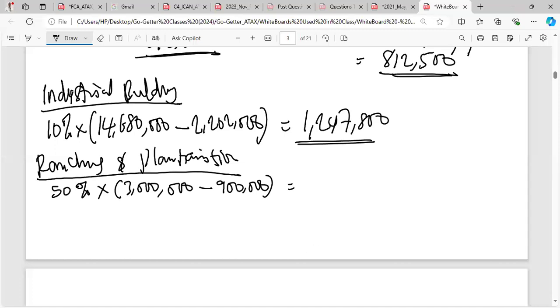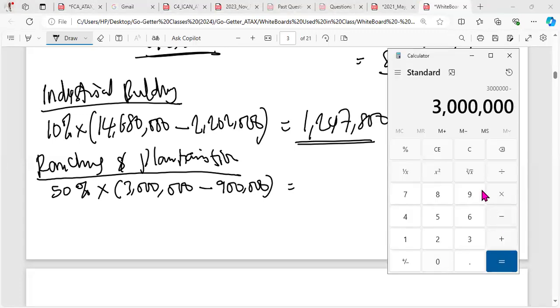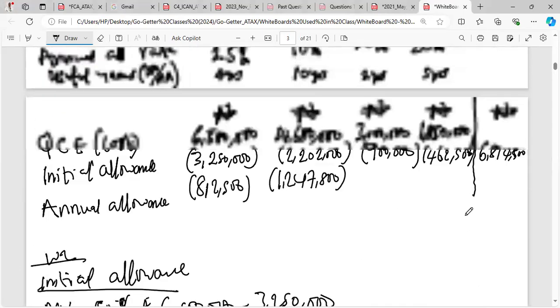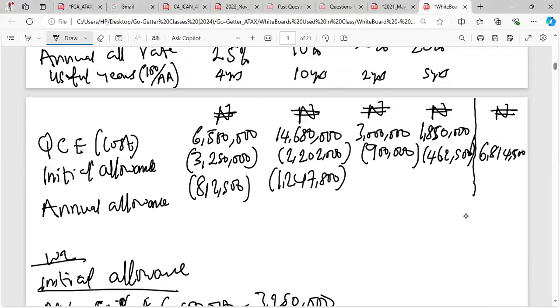So what do we get? We have 3 million minus 900,000, which is our initial allowance, 2.1 million. We will now multiply this by 0.5, which is 1,050,000. So we'll take it up. 1,050,000. Close the bracket.